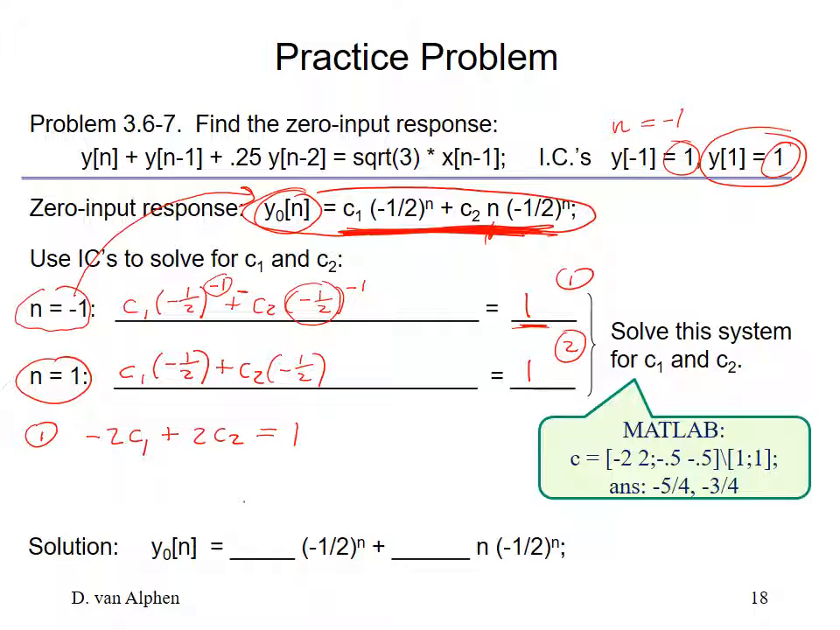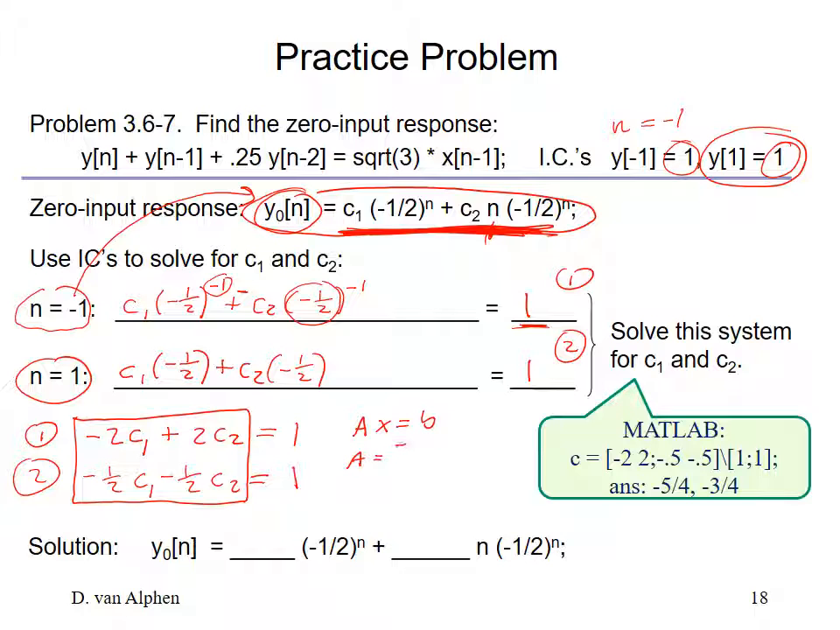Okay, on the second equation, just simplifying the second equation, there's not too much to do on this one. We're going to have negative 1/2 c1, negative 1/2 c2 equals 1. Okay, and I'm going to do this in the form like Ax equals b, where A is the coefficient matrix. And so my coefficient matrix A in Ax equals b, the A matrix would be negative 2, 2, and then negative 1/2, negative 1/2.